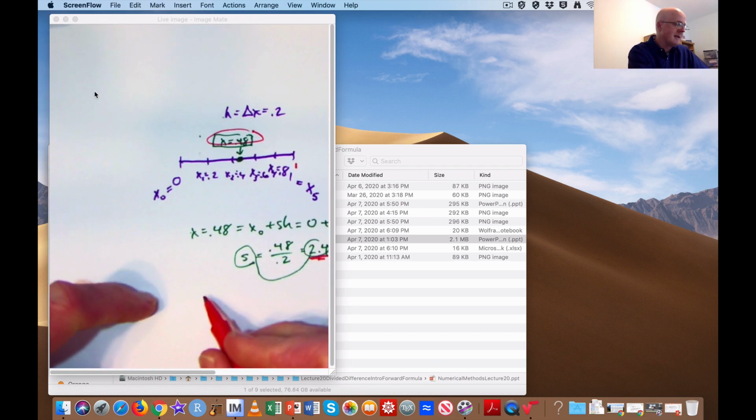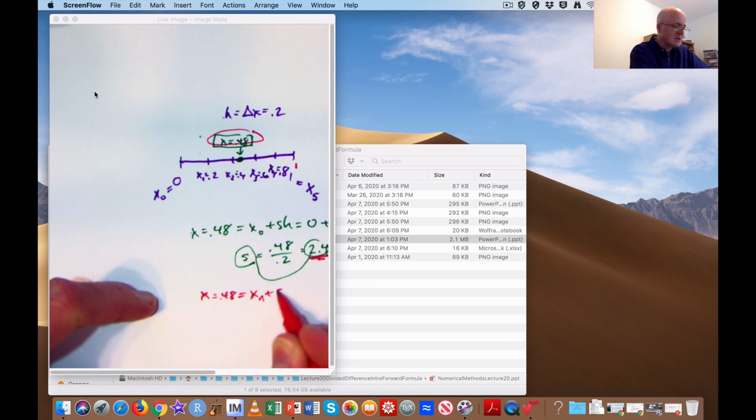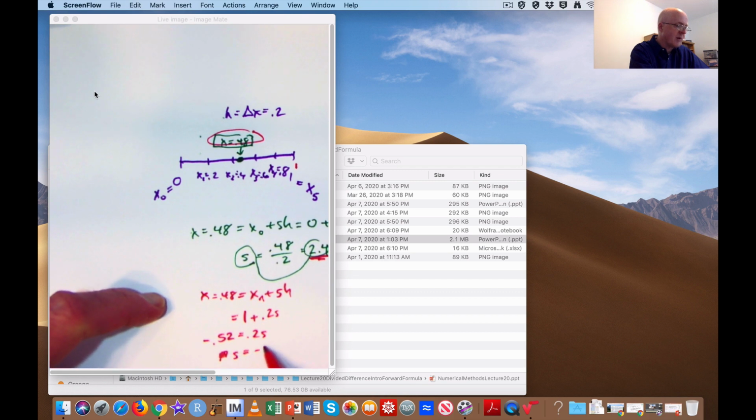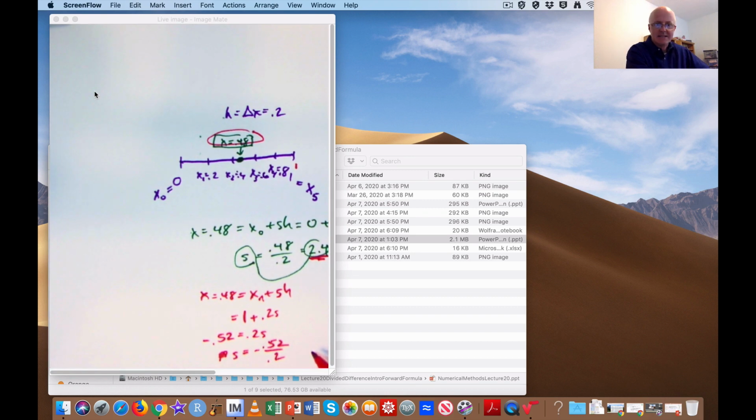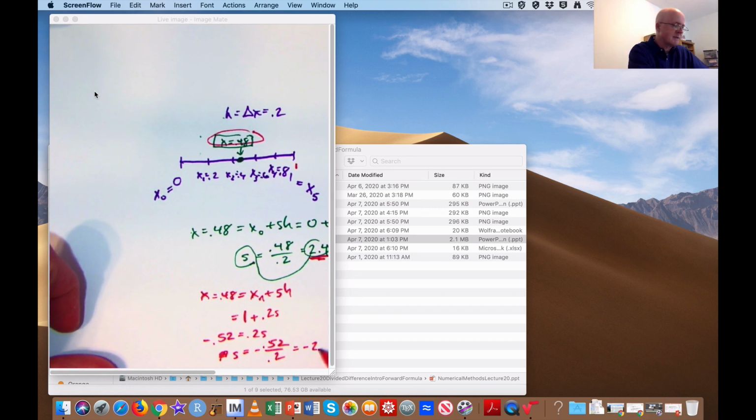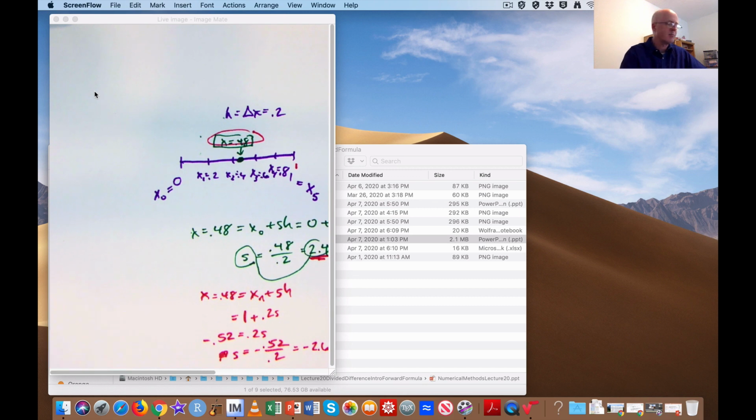Now we would want x, which is 0.48, to equal xn plus sh, where xn is 1, and again h is 0.2. And we can solve this equation for s. Subtract 1 from both sides, you'll get negative 0.52 equals 0.2s. So s is equal to negative 0.52 divided by 0.2, and that indeed is negative 2.6. Okay, negative 2.6 times 0.2 would give you negative 0.52. That does work. So s is negative 2.6.